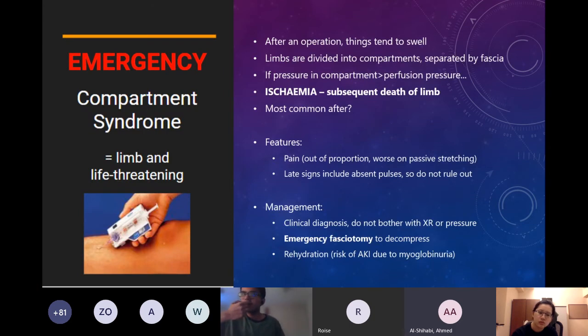Compartment syndrome. This is the orthopedic emergency that you do not want to miss at all. So, what is compartment syndrome? Apart from being limb and life-threatening, as this diagram oh so dramatically points out.